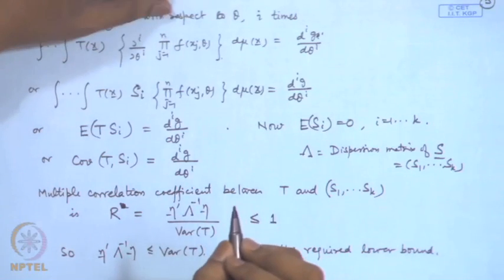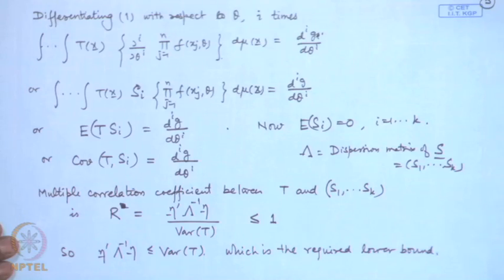So, you notice here that in the Frechet-Rao-Cramer lower bound, we had used that the correlation is less than or equal to 1, and here we are using, in fact, correlation square is less than or equal to 1. Here we are using multiple correlation square is less than or equal to 1.